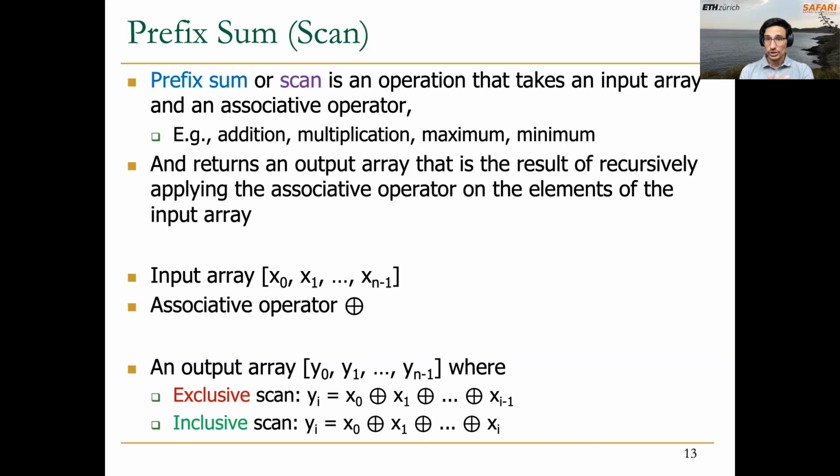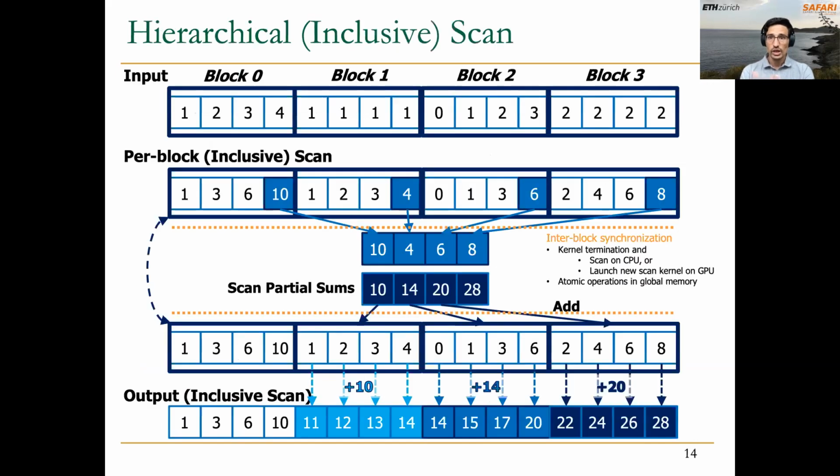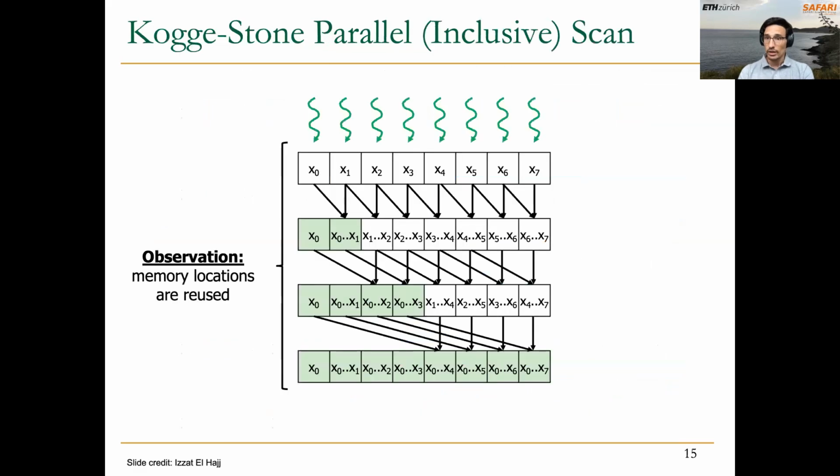Remember that we talked about the exclusive and inclusive scan, and we discussed different ways of implementing the scan operation on GPUs using a hierarchical approach. This is the scan-then-add version. We also discussed the reduce-then-scan version. And as the basic algorithm, we talked about the Kogge-Stone parallel scan algorithm.